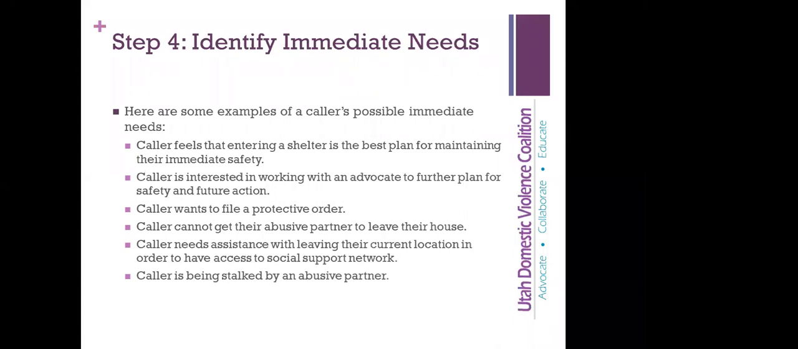Let's see, the caller needs assistance with leaving their current location in order to have access to a social support network. Depending on where the person is located and what agencies they have access to, the service providers might be able to use their resources to order a cab or request a lift, or get bus tokens, or something like that, that could be of assistance. So getting them connected back to local domestic violence service providers, oftentimes, to see what resources are available to them.